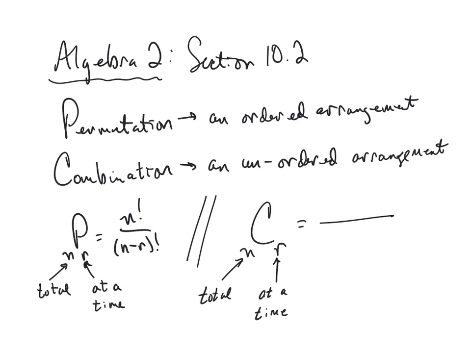All right, welcome back to Algebra. Today we're going to be taking a look at section 10.2. In section 10.1 we had defined a permutation to be an ordered arrangement, and today we're going to talk about what's called a combination. With a combination, essentially, instead of ordered arrangements, we have arrangements that are unordered.